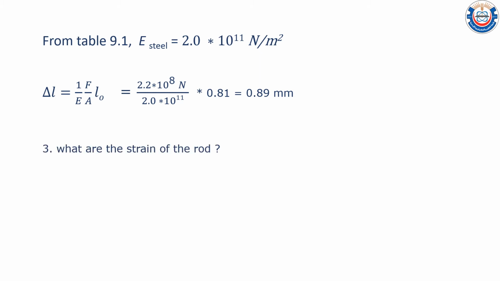Finally, what is the strain of the rod? You know that the strain is the change in length divided by the original length L naught, which is equal in this case to 1.1 times 10 to the power minus 3.